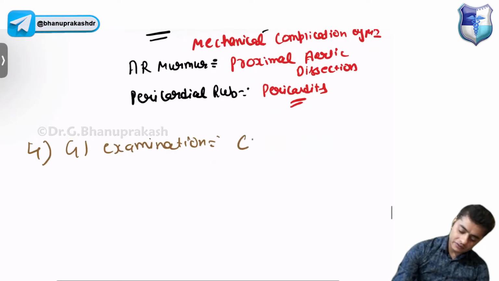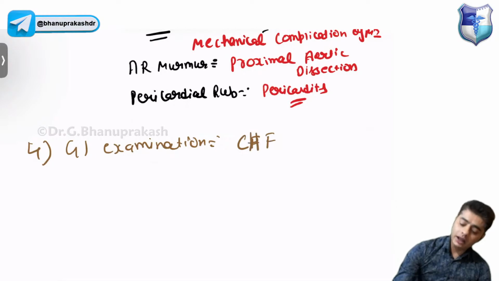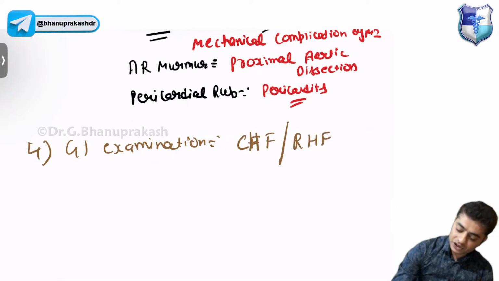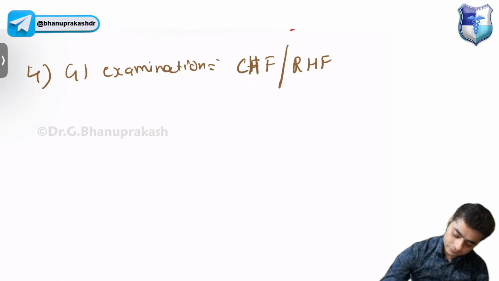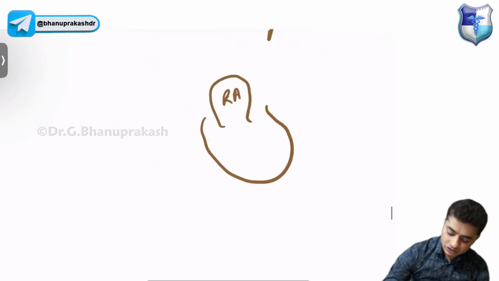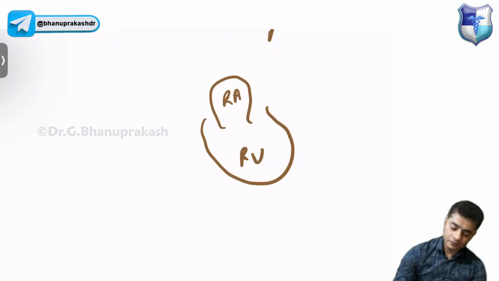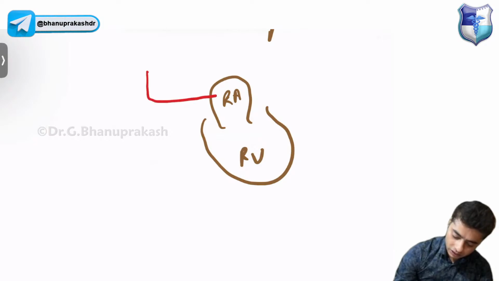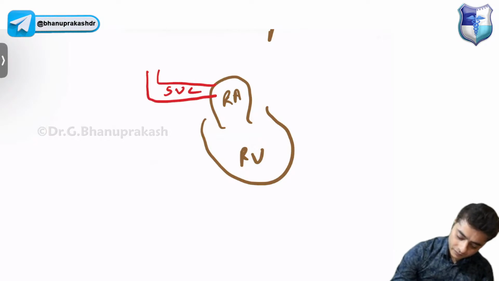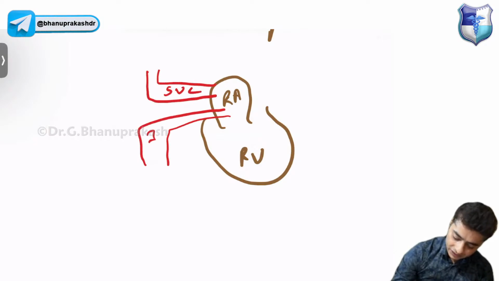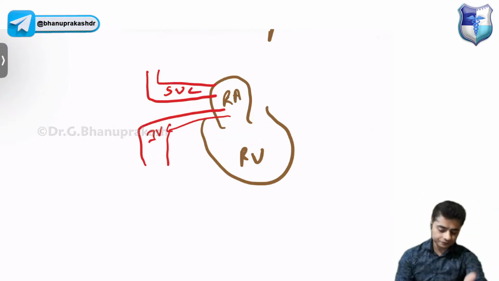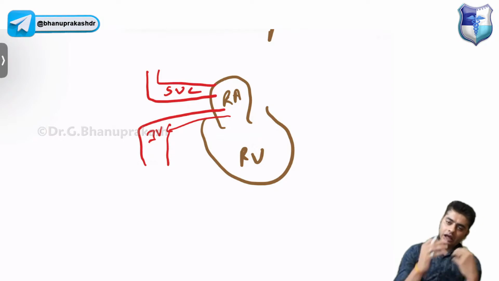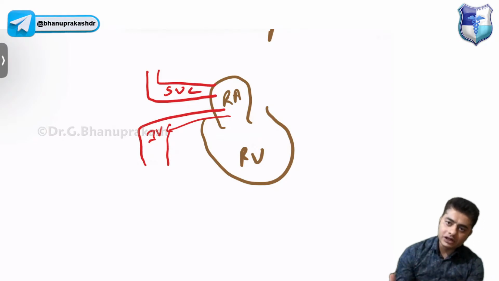In CHF, or in a right heart failure patient, suppose this is your RA and this is your RV. Now, this is your SVC and this is your IVC. Now, the heart has failed. RV can't give its blood to the pulmonary artery, so there is blood accumulating in RV. Due to blood accumulating in RV, RA can't give blood to RV.